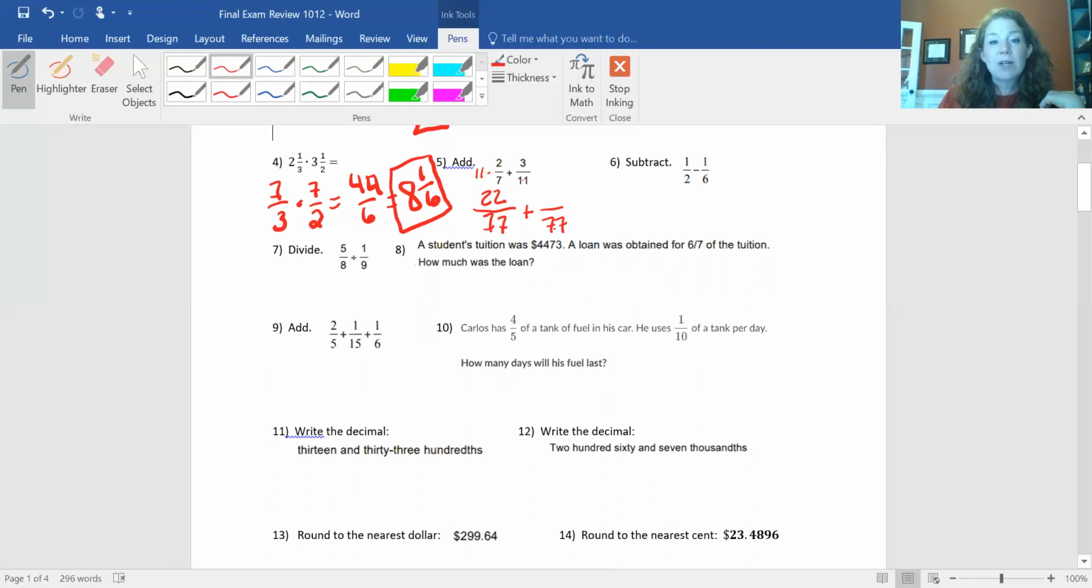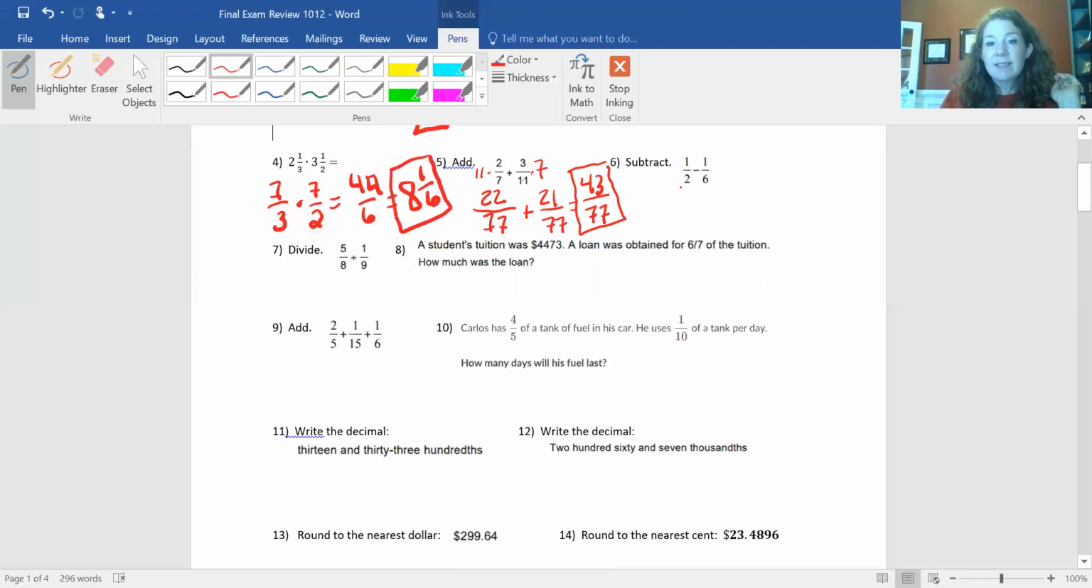How many times will 11 go into 77? The answer is 7. So 7 times 3 is 21. So then I'm going to bring over my denominator. If I add 22 plus 21, I get 43. Now 43 is a prime number. It has no factors besides 1 and itself, and so I'm done.